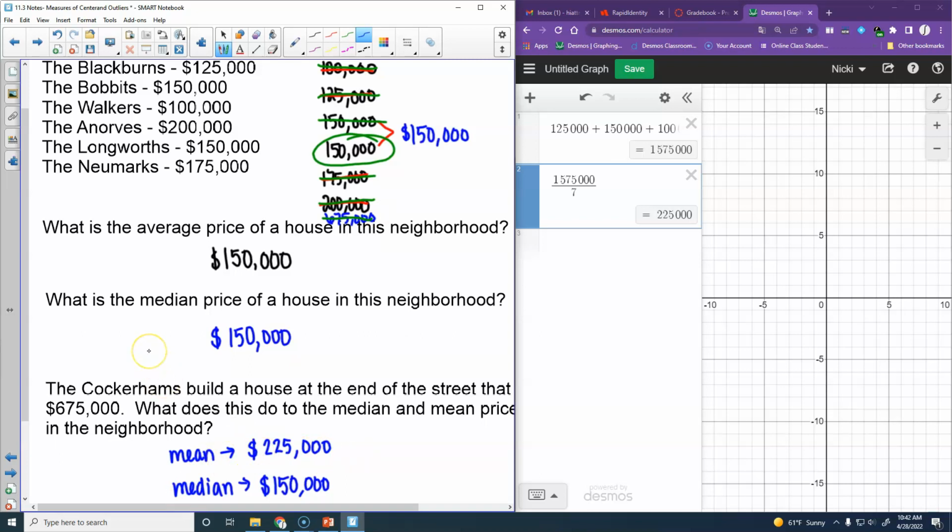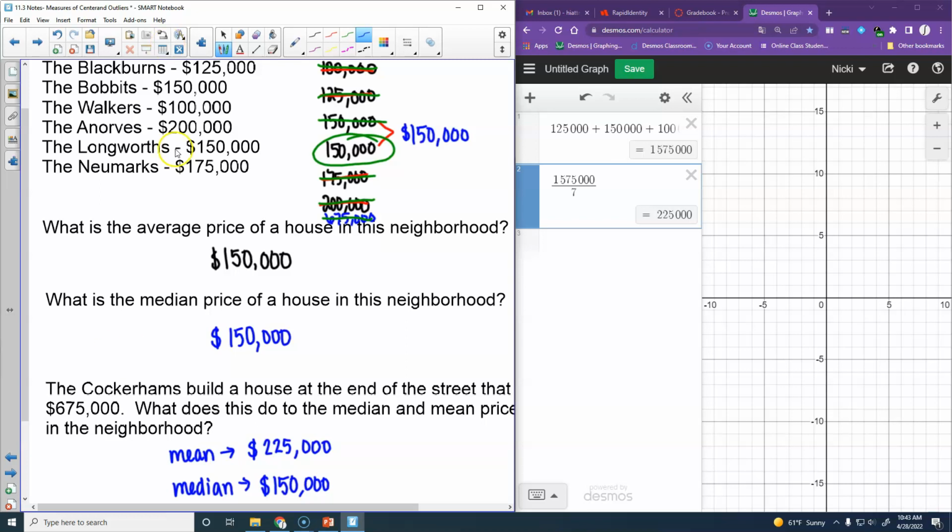Now, does anybody in the neighborhood have a house worth 225,000 besides the Cockrams? No. There's only one house there that's worth more than 225,000. So which one describes the most common house in this neighborhood the best? The mean or the median? The median. Because most of the houses are around 150,000. A little more, a little less, right? None of the houses are worth 225,000 except for the Cockrams' house.